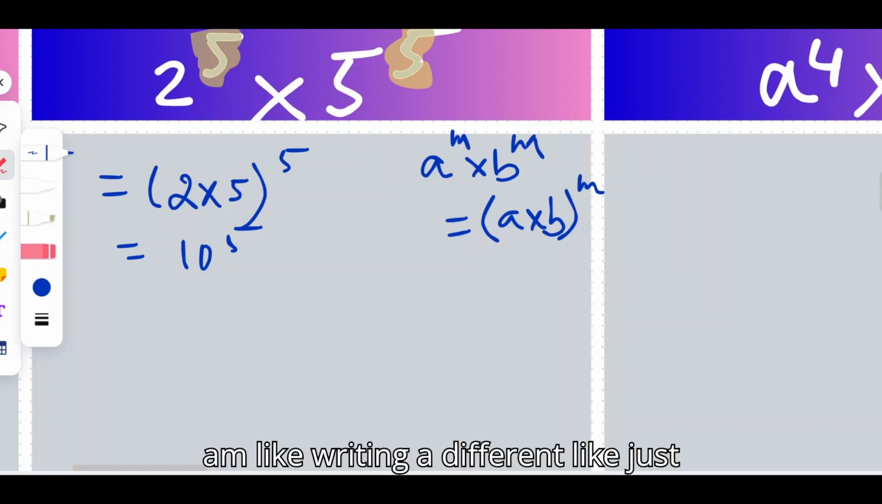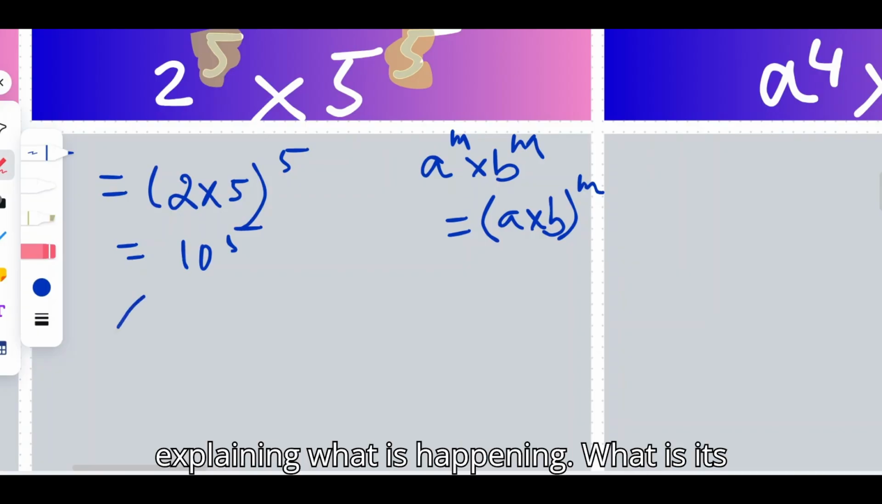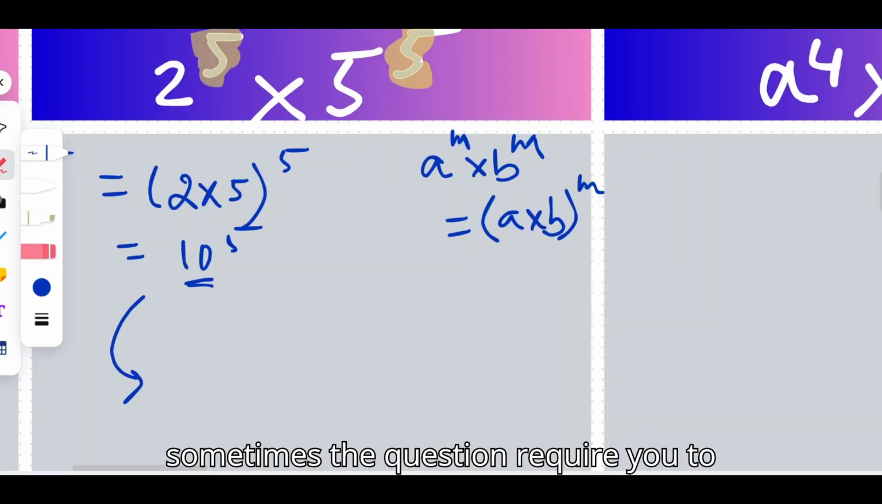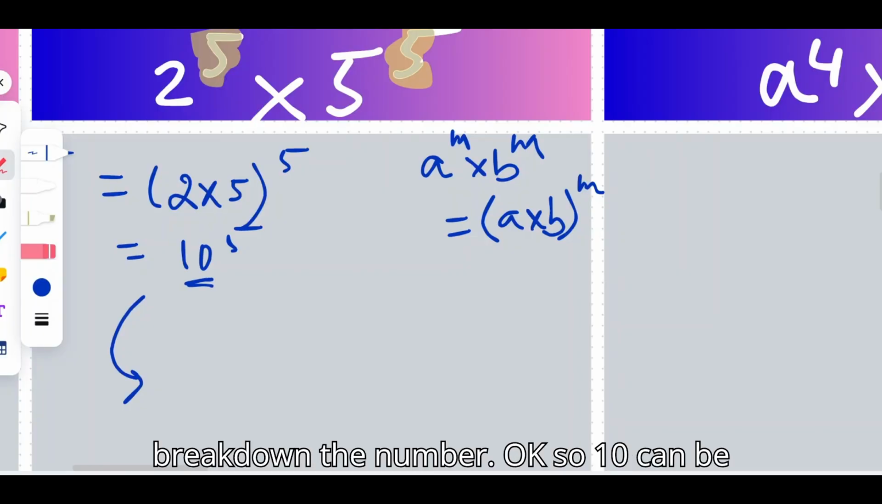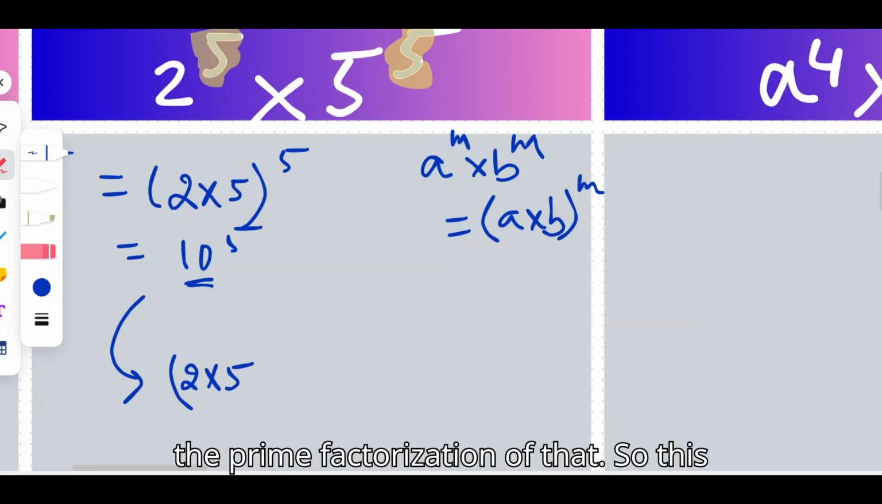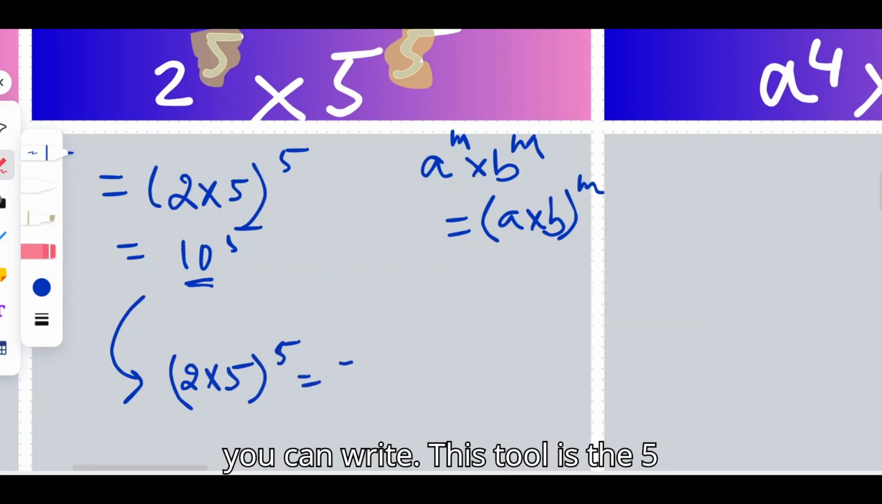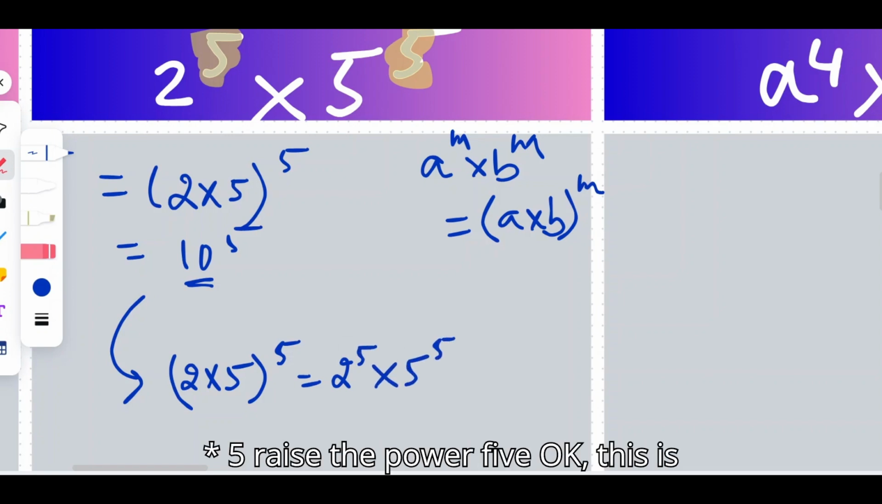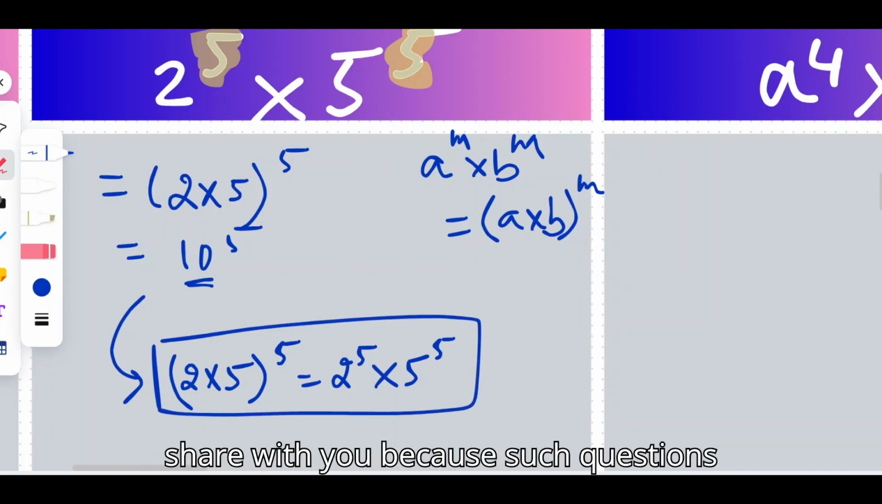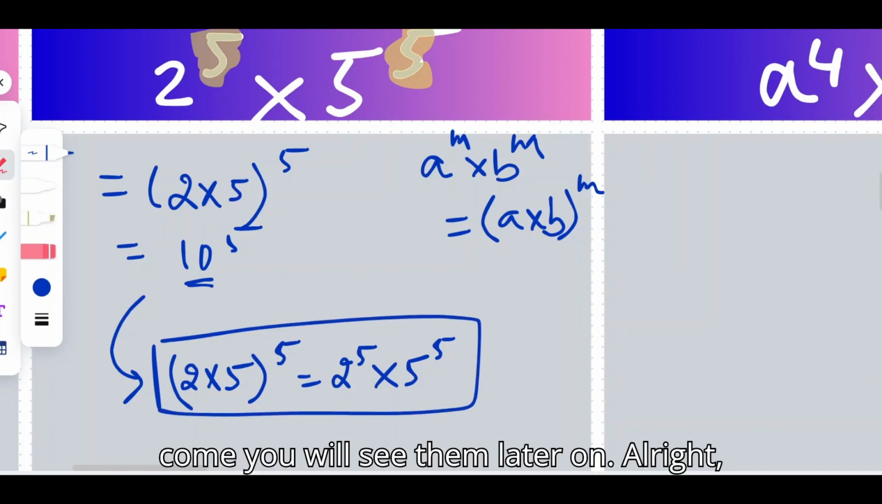Here I am writing something different, just explaining what is happening. What is its implication? Its implication is that sometimes a question requires you to break down the number. So 10 can be written as 2 times 5, right? This is the prime factorization of that. So you can write this as 2 raised to the 5 times 5 raised to the power 5. This is something extra that I wanted to share with you, because such questions come. You'll see them later on.